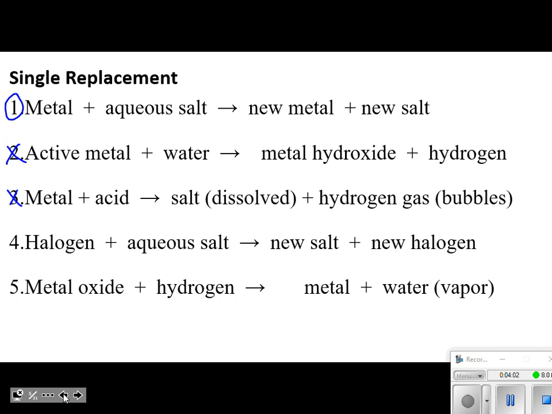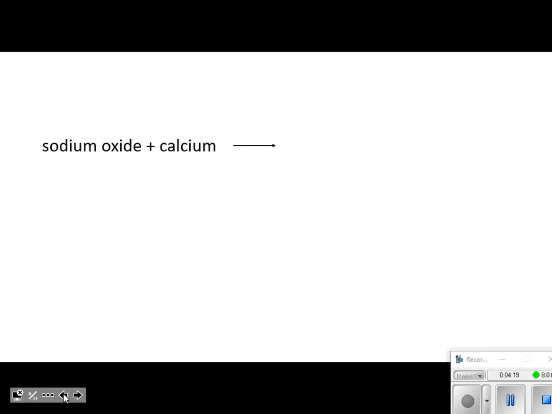No, I do not. Do I have a metal oxide and hydrogen? Well, I have a metal oxide, right? Is it with hydrogen? No, it's with calcium, correct? So we've got here a single replacement number 1. So I'm going to put up here SR number 1.